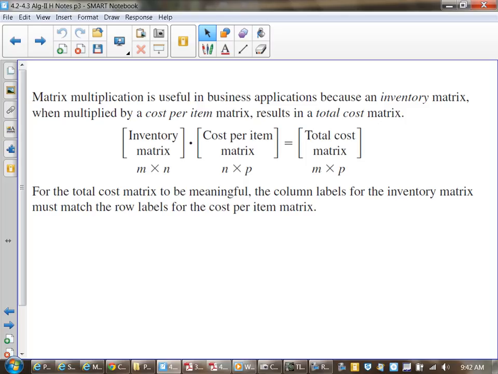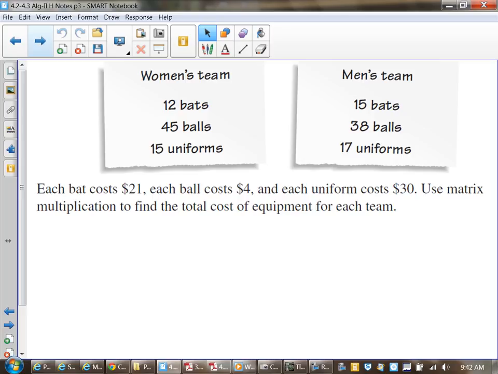So what I want to do is walk you through a cost style problem, and then I'm going to give you guys this worksheet that works through the same style problem. So here's what we have. When you take an inventory matrix, what we have here are 2 teams. We'll call them baseball or softball teams, whatever. You've got a women's team and a men's team. You have costs for bats, costs for the baseballs and things of that nature.